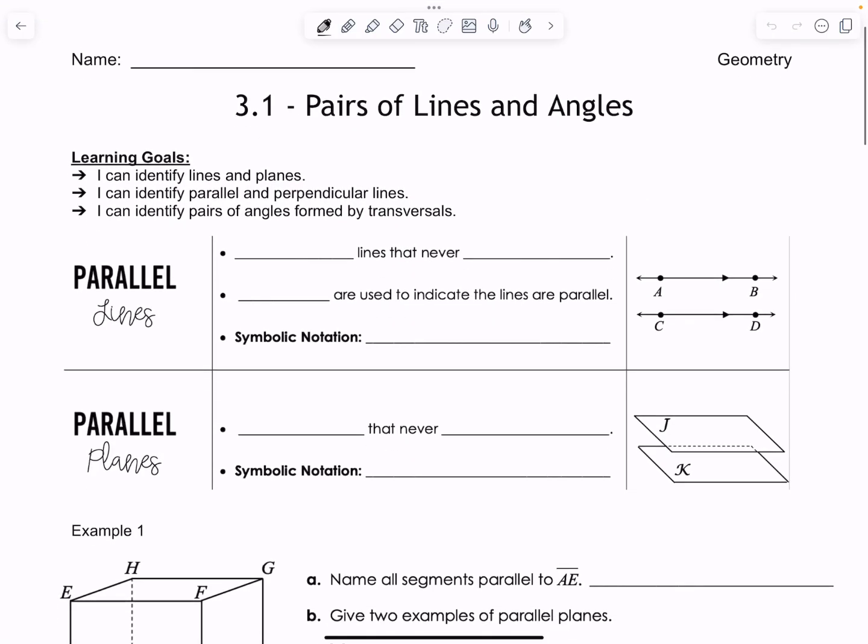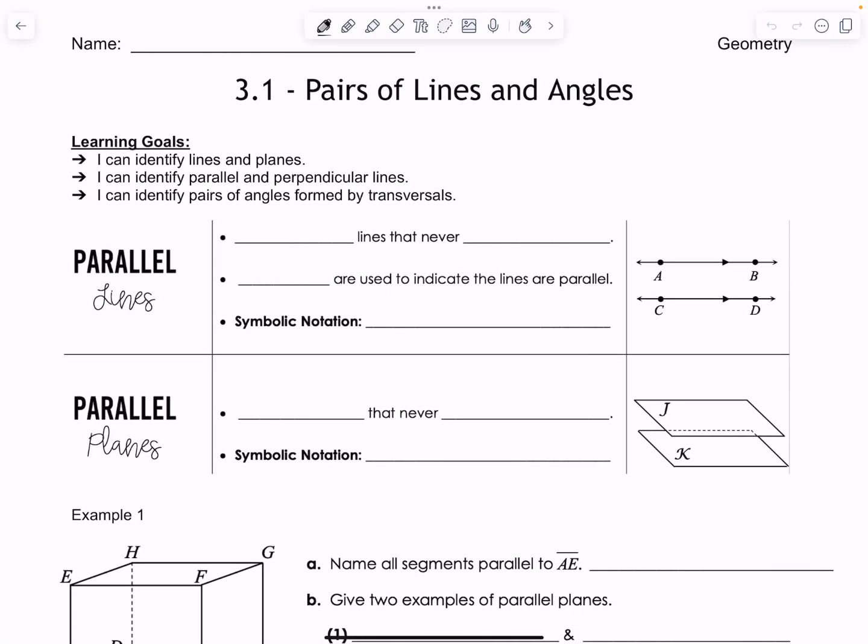All right, guys, let's go over these questions and info about pairs of lines and angles. All right, so we're going to do three things today. We're going to identify lines and planes, identify parallel and perpendicular lines, and then really the most important part of today is to learn the vocab that's going to help us identify pairs of angles formed by transversals.